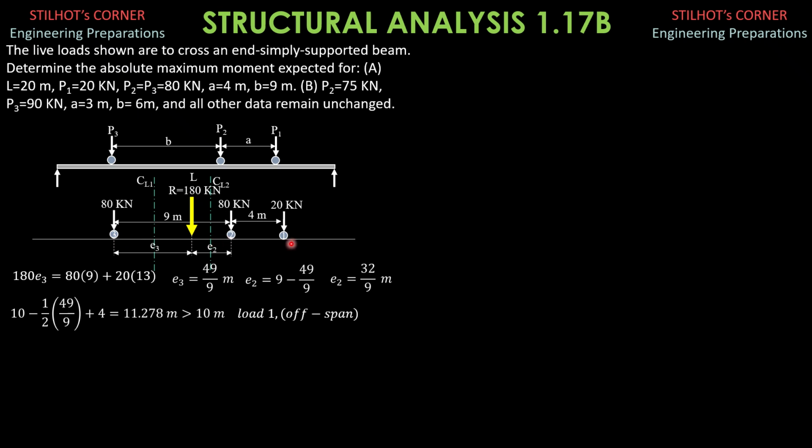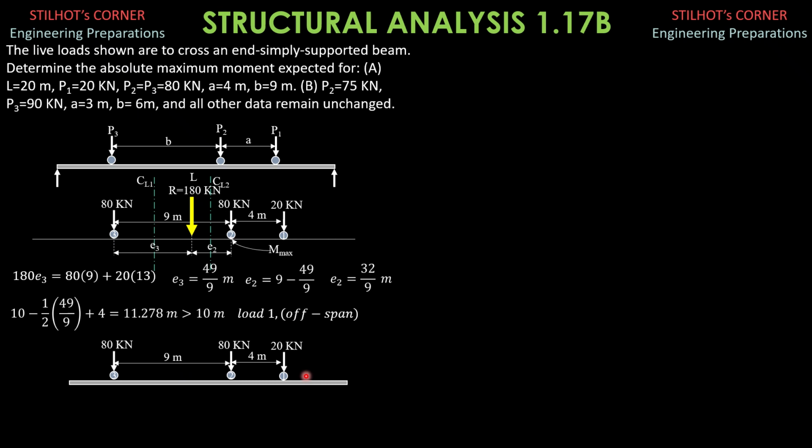Even if load 1 is still on the span, the absolute maximum moment is still expected under load 2 because they have the same magnitude and the resultant is closer. The resultant and load 2, P2, are closer to the center line for that situation. So we now position these loads. So absolute maximum moment is expected there.